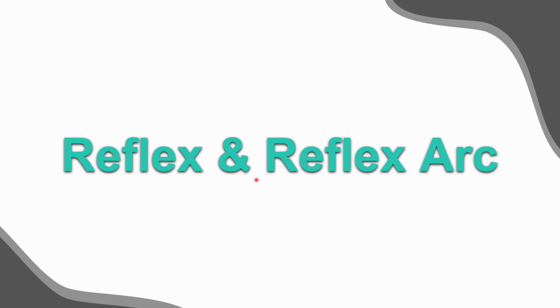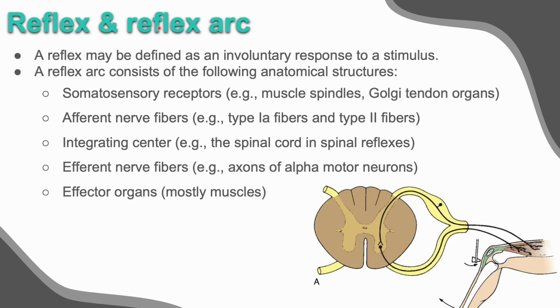Now we're going to be discussing the reflex and reflex arc. A reflex may be defined as an involuntary response to a stimulus. So a reflex arc consists of the following anatomical structures. We have somatosensory receptors. Examples of that are muscle spindles and Golgi tendon organs, which you'll be discussing in this block in much detail. We have afferent nerve fibers, type 1A and type 2.